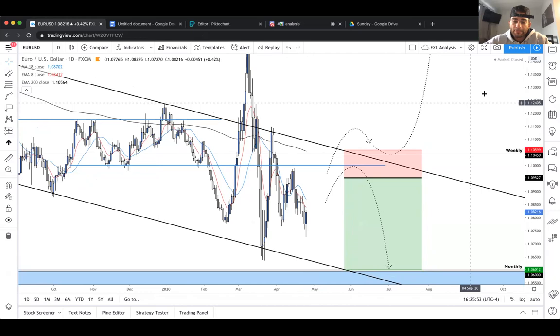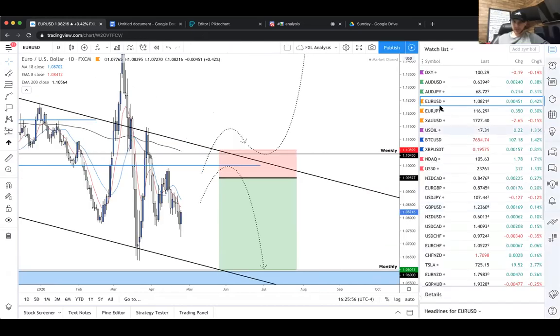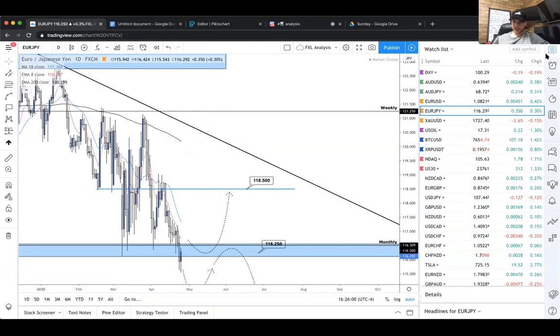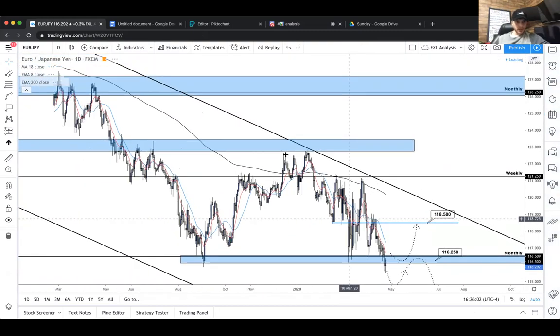And this is Euro USD. I'm going to move on to EJ for you guys, and then I've got EJ and gold left. And I'm going to pass it off to Angelo for the rest of the pairs.